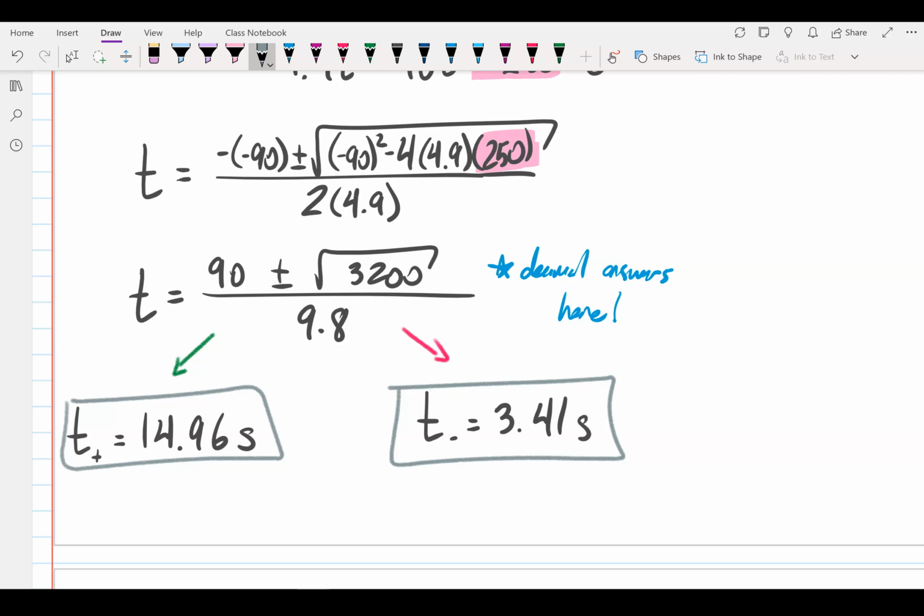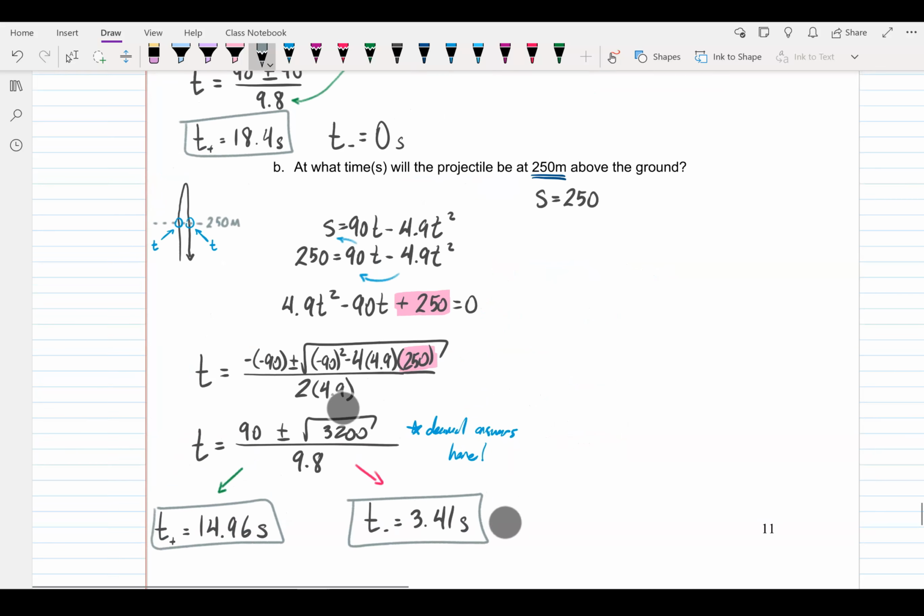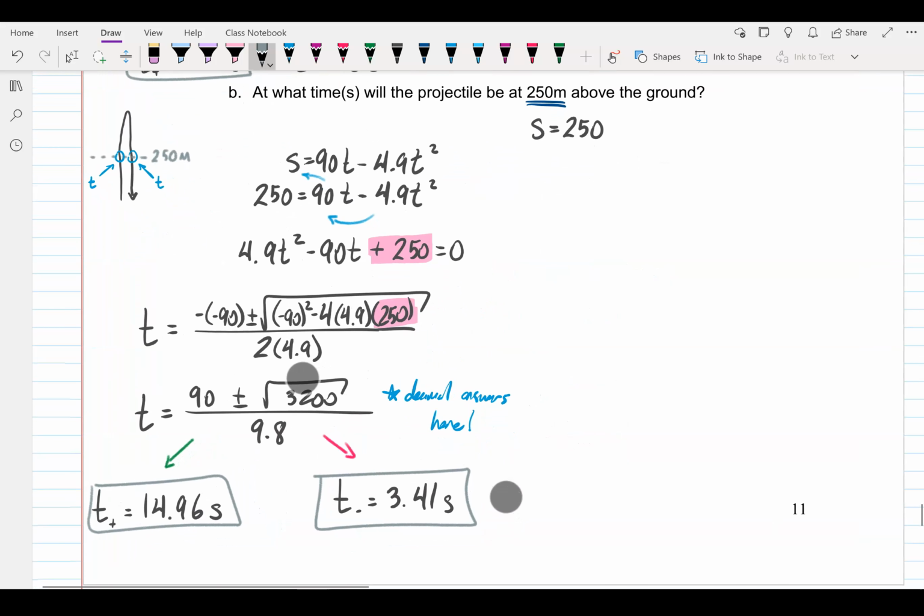What is going on? Why the heck do we have 2 times? Well, you can pause the video, think about it, but I've already explained this. Let's relate back to the very first thing I wrote. At what times will the projectile be 250 meters above the ground? Well, in the beginning here, that must be the 3.41 seconds, because that's on the way up. And then the 14.96, that must be on the way down.